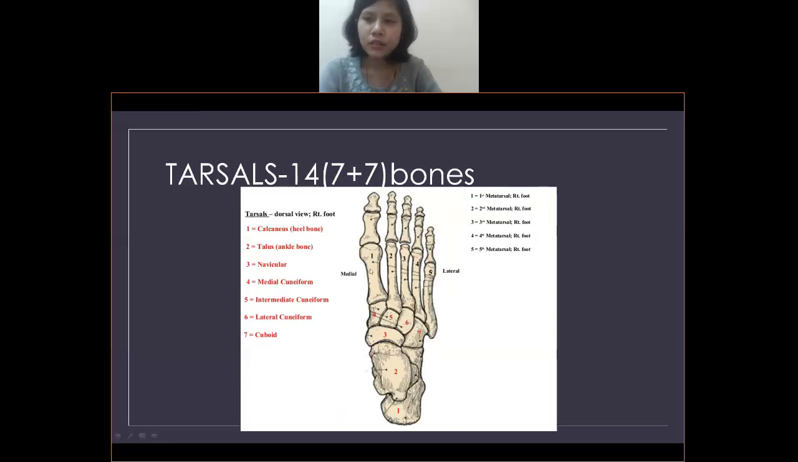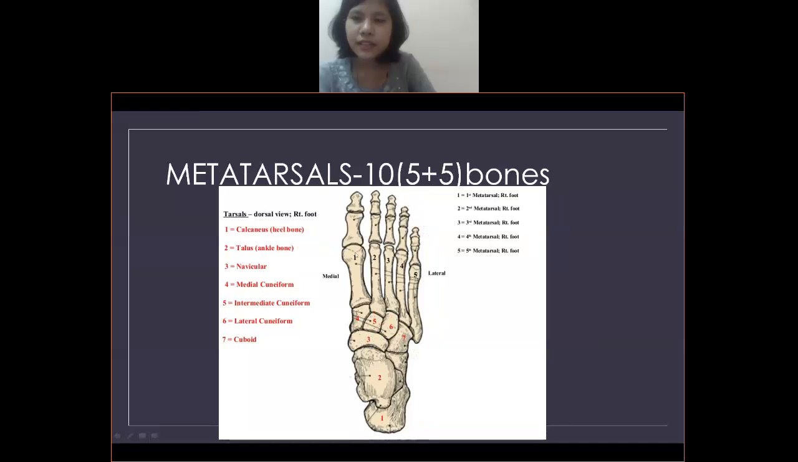Next is tarsals. How many tarsals do you have? 1, 2, 3. Sorry, tarsals you have 7: 1, 2, 3, 4, 5, 6, 7. So 7 tarsals on each side. 7 plus 7, 14. So 14 tarsal bones you have. This is just a revision class, that's why I'm repeating.